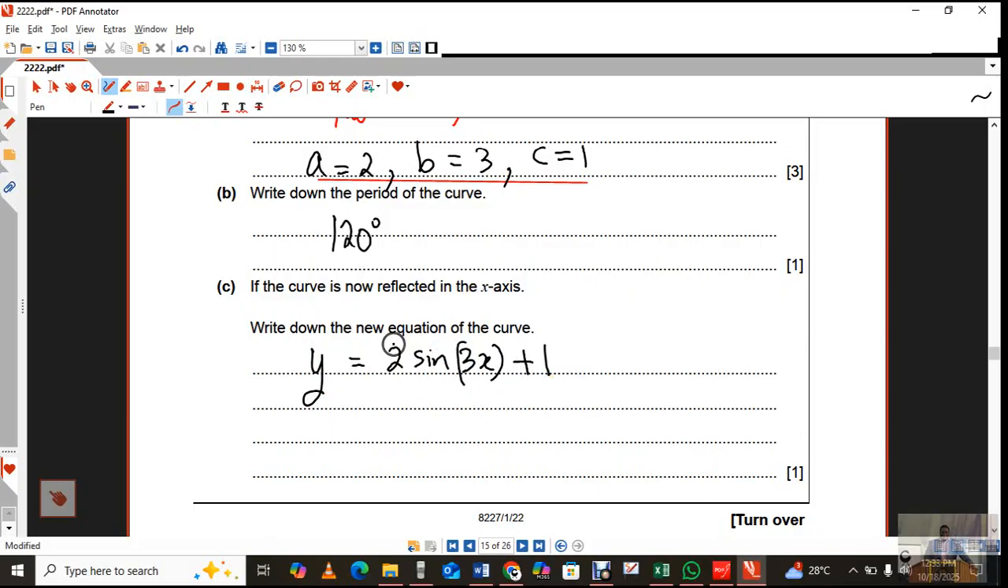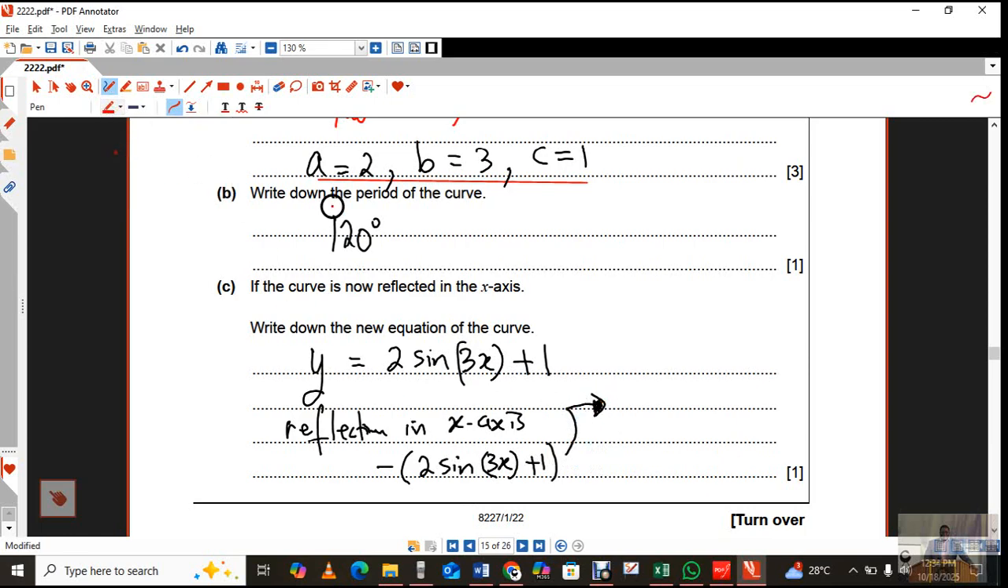When you reflect this, then the whole of this curve will be multiplied by -1. Multiply the whole of this function by -1. So that means the reflection in the x-axis implies that the whole of this function should be multiplied by -1. So what is the new equation? Therefore, the new equation, I'm just going to write it here because of space, will be minus 2 sine 3x minus 1. That is the new equation, and you distribute everything in there. Good.